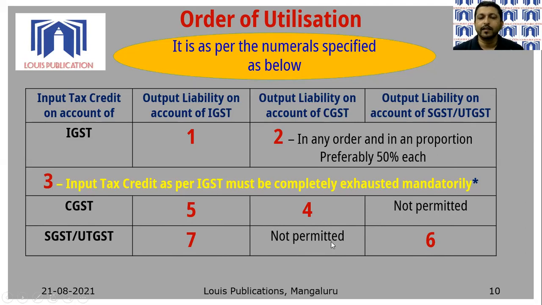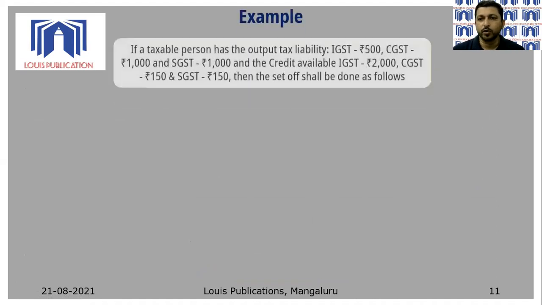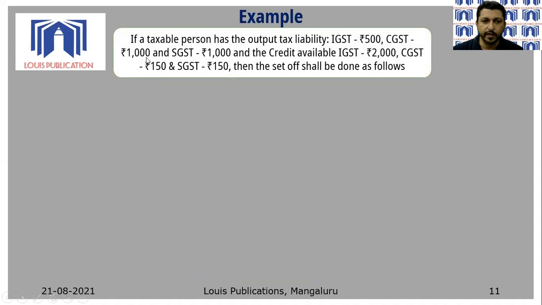Let's understand the application of these numbers with the help of an example. So as I mentioned, it must be exhausted mandatorily except in case of exports. So if the supplier is into exports, then IGST credit can be retained, because as far as exports are concerned, IGST credit becomes very, very important. Let's take an example of this utilization of input tax credit.